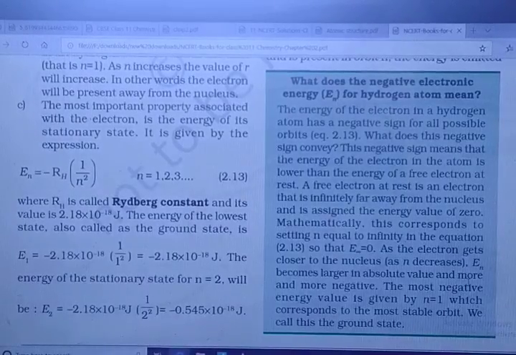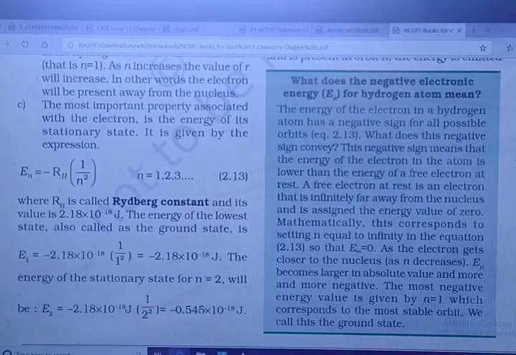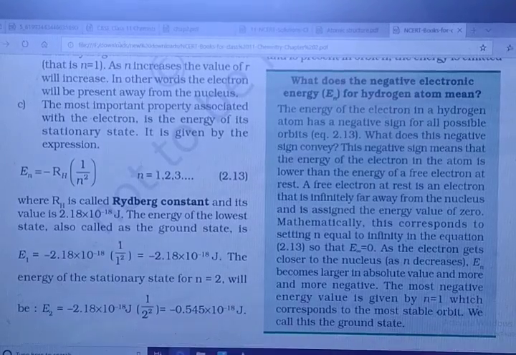So can you tell me which is the most stable orbit? If anybody asks you, you just reply the ground state. When n is equal to 1, that is the most stable ground state. Understand? Means any element's ground state. If I talk about sodium, the atomic number is 11.